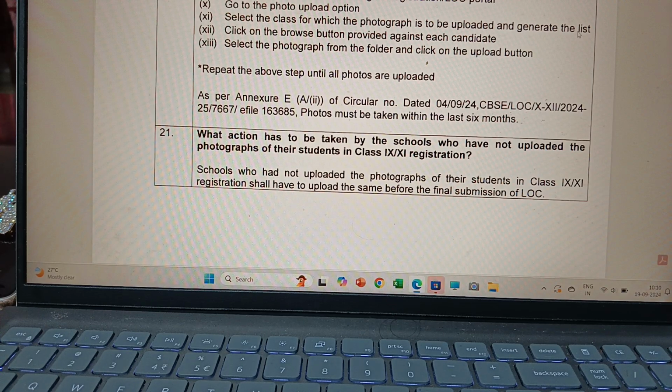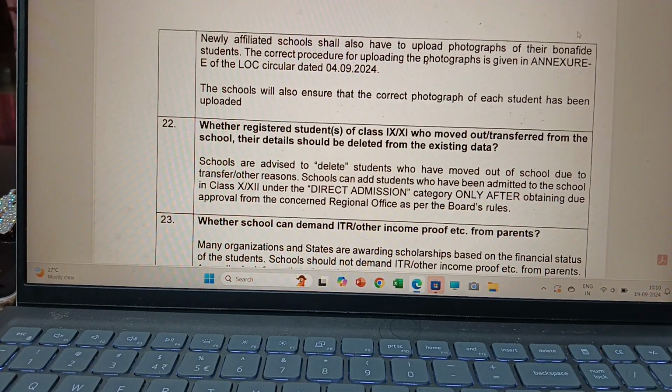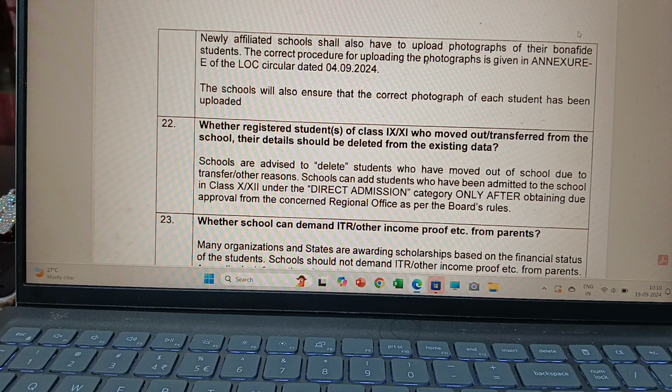Schools who had not uploaded the photographs of their students in class 9 and 11 registration shall have to upload the same before the final submission of LOC. Newly affiliated schools shall also have to upload photographs of their bona fide students. The correct procedure for uploading the photograph is given in Annexure E of the LOC circular dated 4th September 2024. The schools will also ensure that the correct photograph of each student has been uploaded.